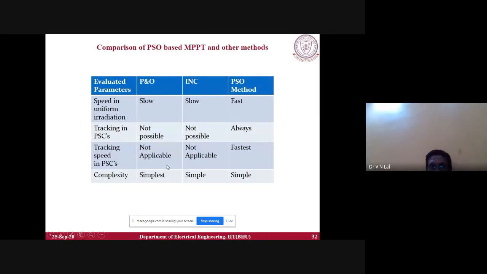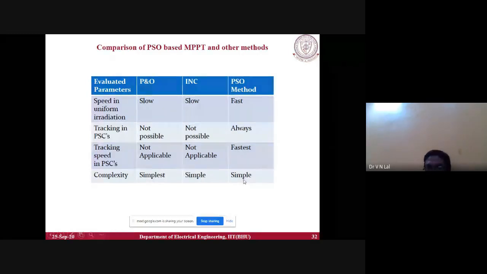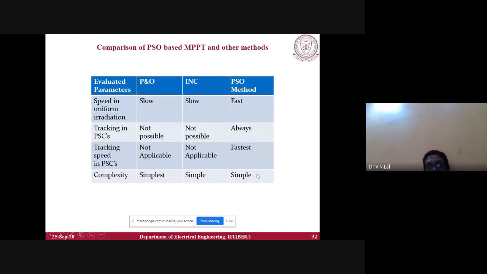Tracking speed is not applicable for the others, and here, if we compare this PSO method with other methods based on conventional methods to track that global MPP, this is the fastest. And complexity wise, the PNO method is very simple. And the PSO method is also simple. It is not as simple as PNO, but it is not very complex because of the three particles.